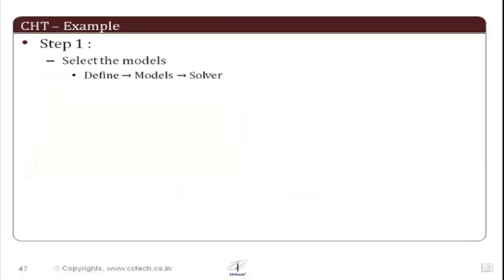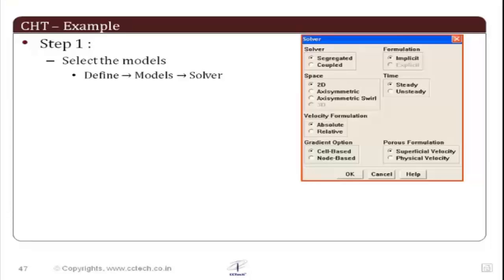First step is to select the model. For that we have to go to define model solver. We are going to select the segregated solver. Then we are going to activate the energy equation also. This is the older Fluent version display, so don't be surprised by the mismatch with the current Fluent.